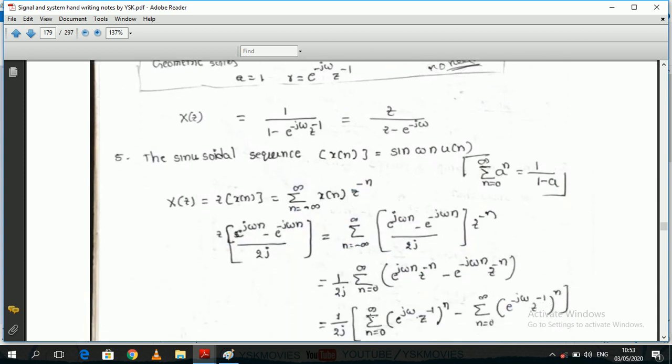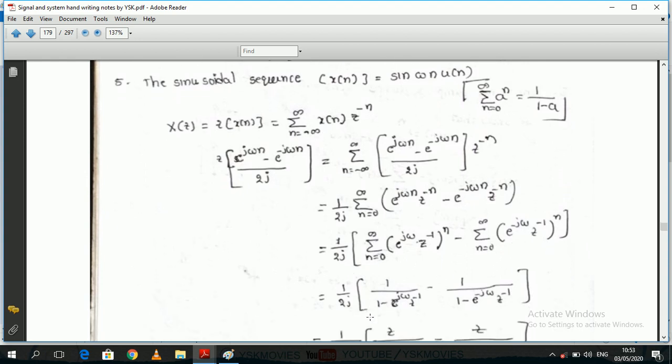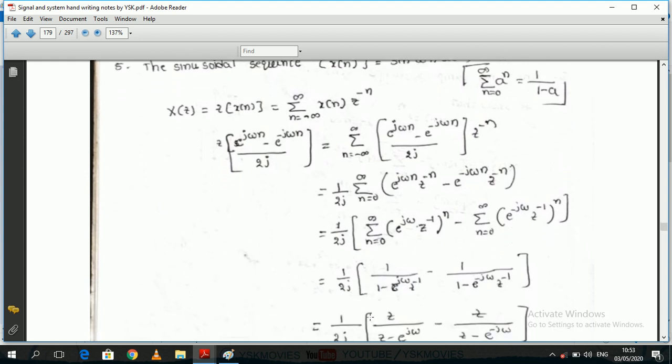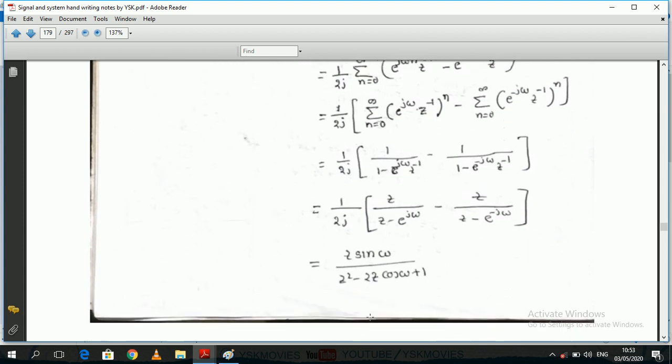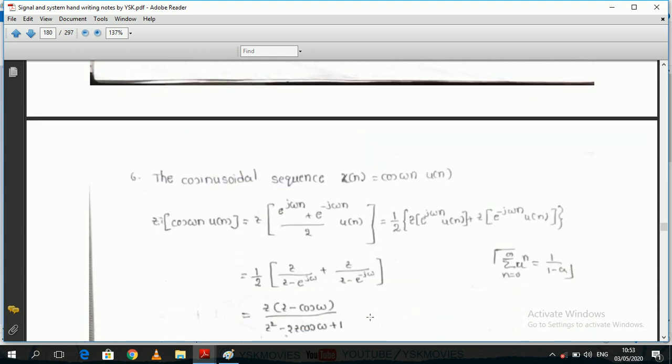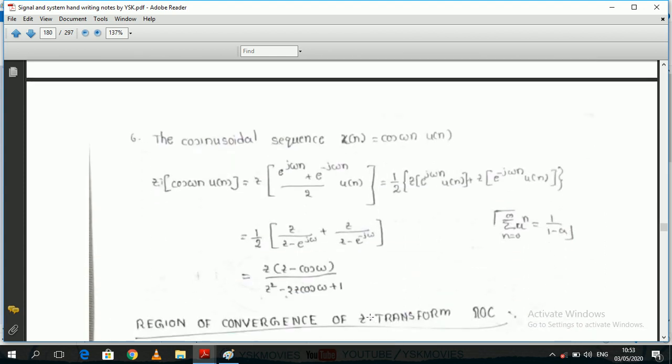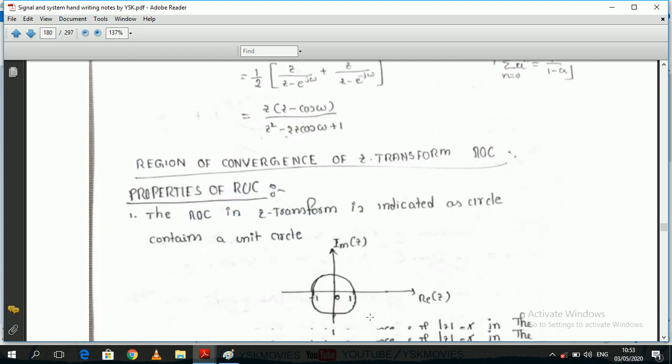Same like the exponential problem, sine omega n. You do these problems, pause it and answer it. Cos omega n. This is what the z transform is all about.